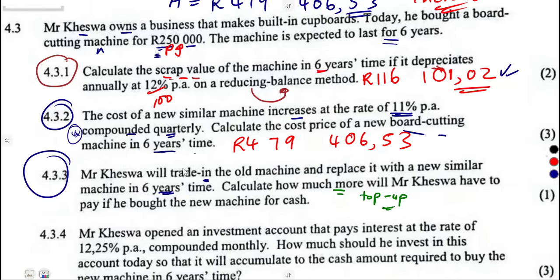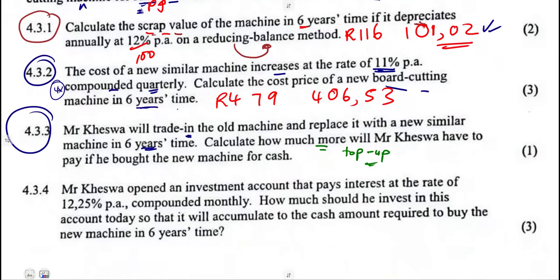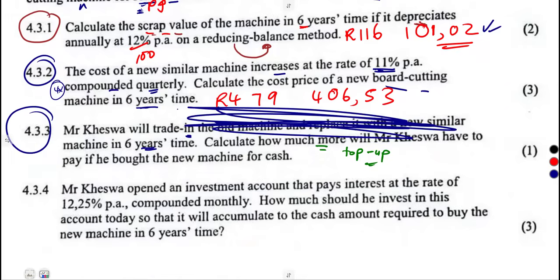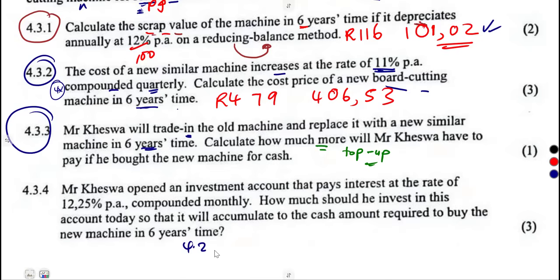Because remember, with a trade-in, you bring the machine. But once he's bringing this machine into consideration, the machine is at this price. It is depreciated. So when he's bringing it back, the machine is now at this price. The price of the machine has increased. So that top up is going to be what?